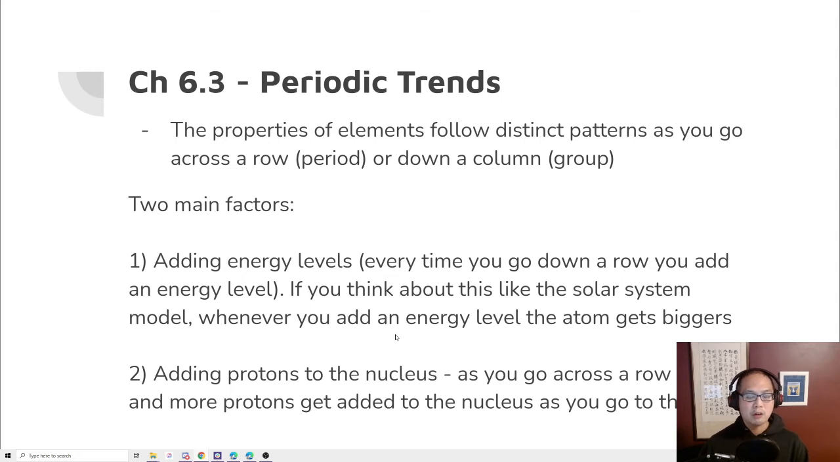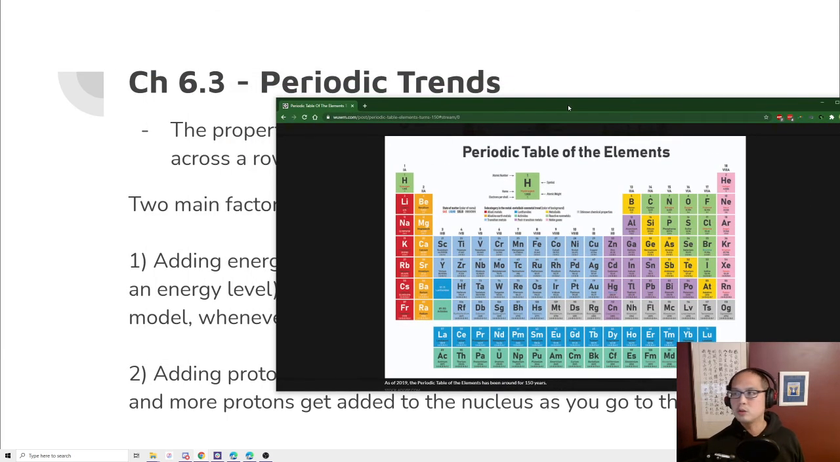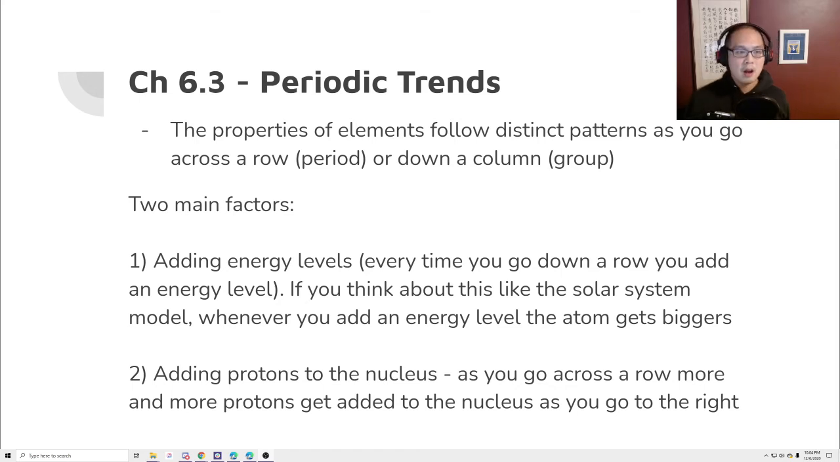However, if you go across a row, I'm adding protons to the nucleus, but I'm not adding energy levels. You're just adding more protons. Now, if we look at sodium's row, we're in energy level 3, but as I go across, I'm just adding more protons, but I'm not adding an actual energy level, like it's not getting bigger like that. And so we will see those two factors come in over and over again as we look at these periodic trends.